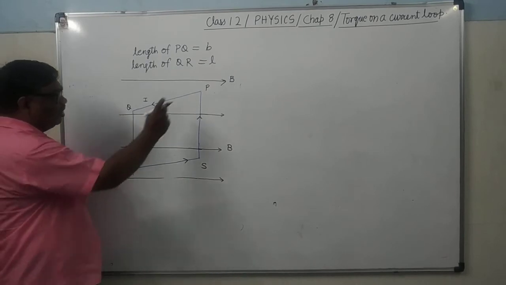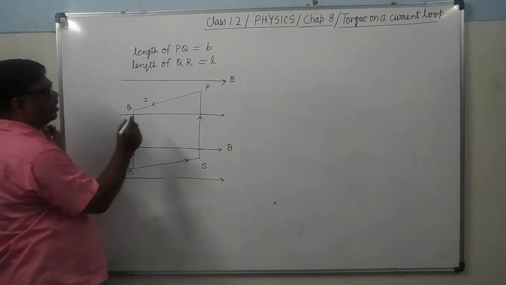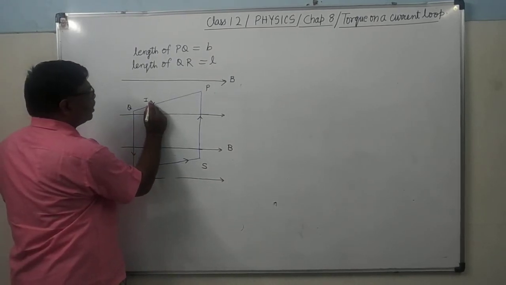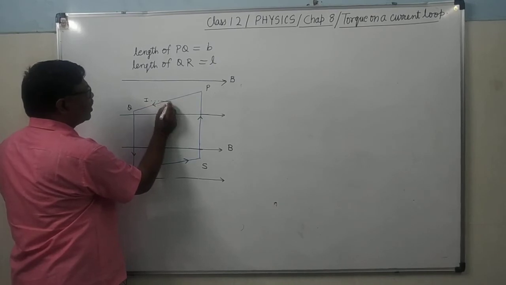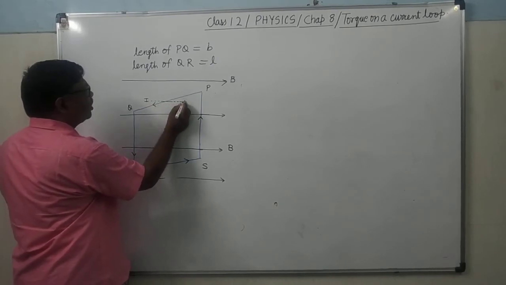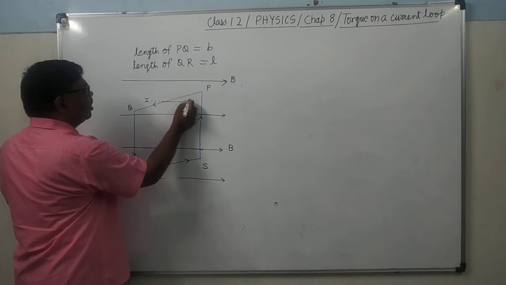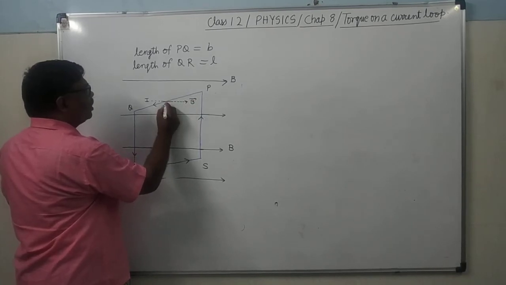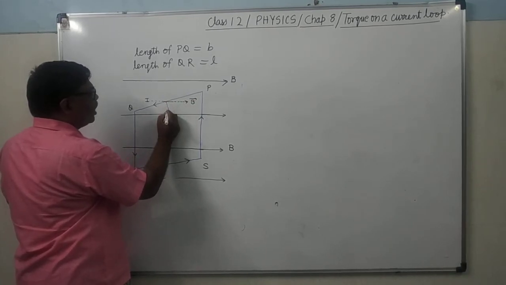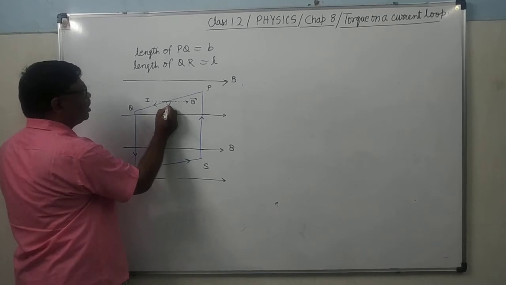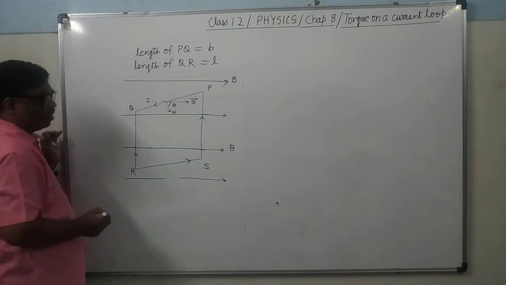Now, if you see at the location of PQ, you draw the direction of magnetic field. This is the direction of magnetic field. It's clear. Normal you draw here, normal will be this, and it makes an angle theta from the magnetic field. This is the normal I draw.